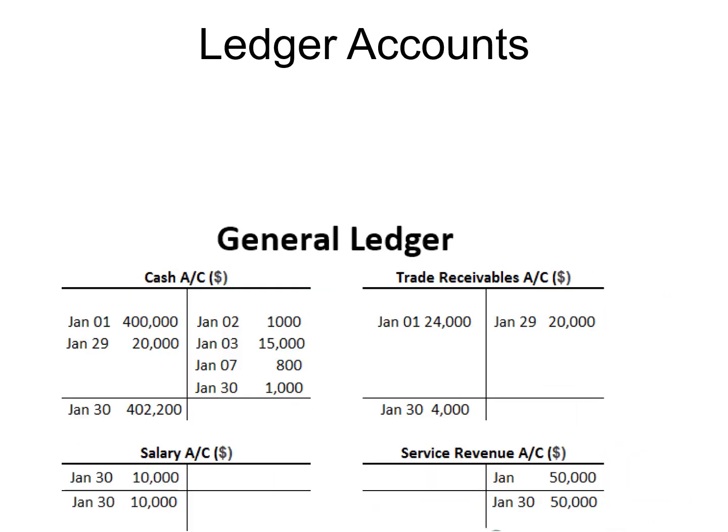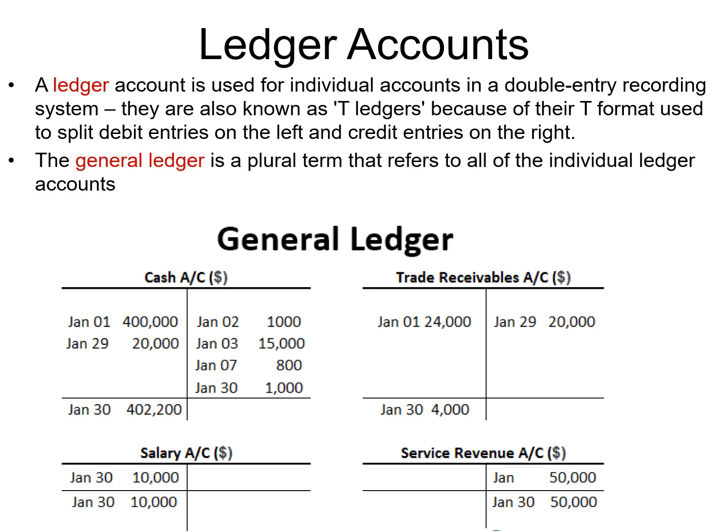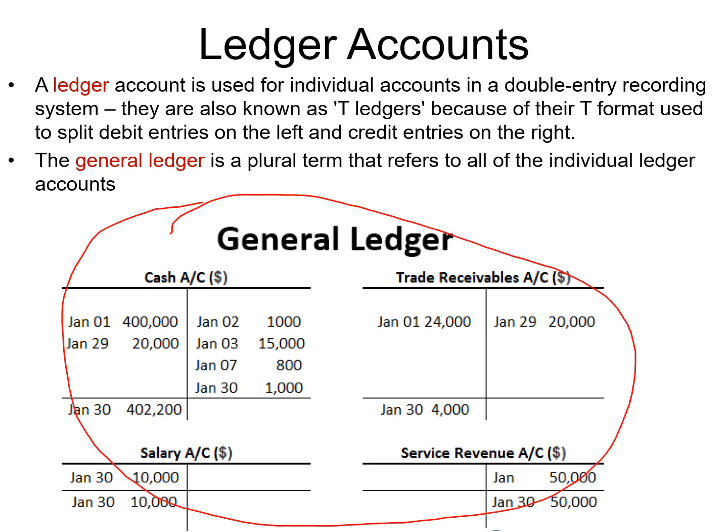So when we do double entry recording, we utilize ledger accounts. A ledger is an individual account used in a double entry recording system. And so we'll need to create a ledger for every single account we have. When we refer to the general ledger, that's simply the plural term that refers to all of our ledger accounts. So when we're asked to post our journal information to the general ledger, that just means we need to post these to all of the relevant ledger accounts affected, both in terms of our debits and our credits.